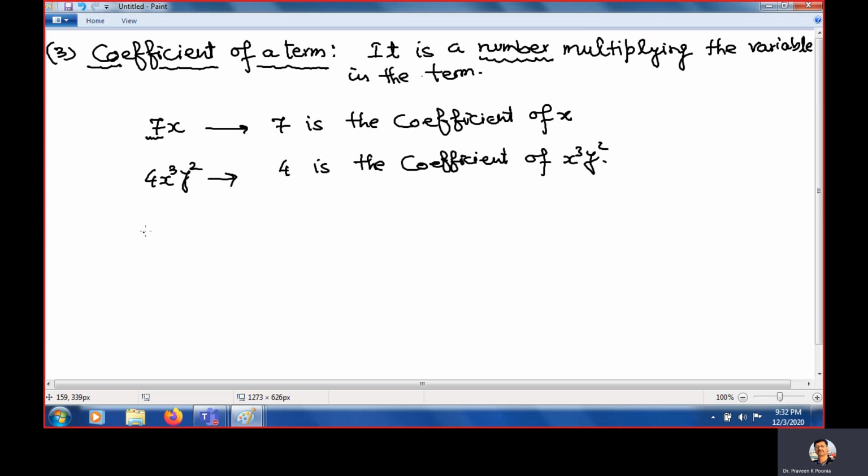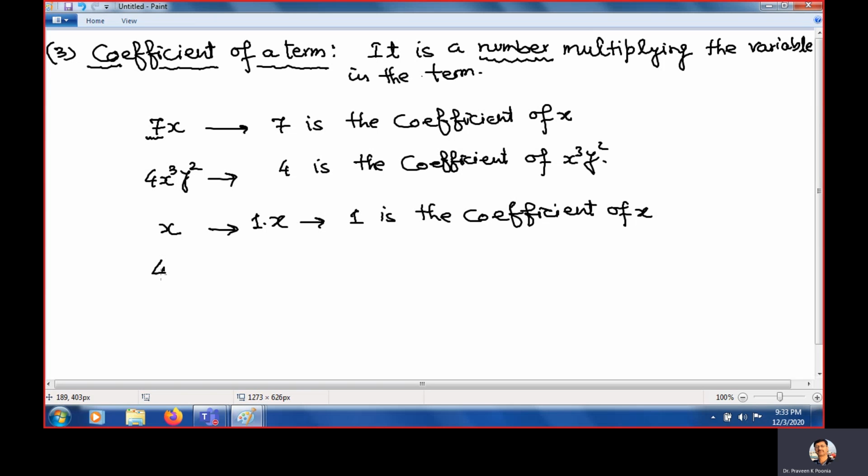Okay, like if I'm writing x, so what we can write it? 1 into x. Clear? So 1 is the coefficient of x. You need to learn what is coefficient, because in the next chapters and in the next semesters, everywhere we will use the term coefficient.